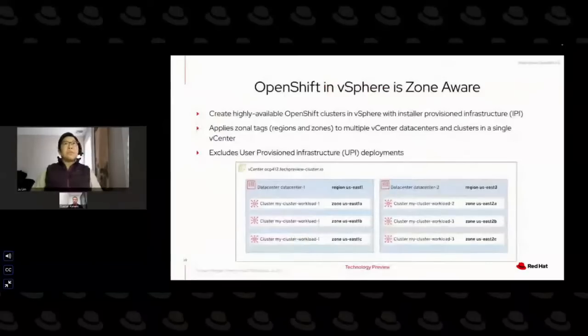So OpenShift on vSphere is zone aware. Beginning in OpenShift 4.12, we're introducing the ability to install OpenShift zonal clusters in vSphere using the installer provisioned infrastructure method. This is a tech preview feature, and it leverages vCenter tags to associate those tags with OpenShift regions and OpenShift zones. Customers can now associate vCenter data centers with OpenShift regions, and similarly vCenter clusters with OpenShift zones, and you can see that in this diagram. What this allows you to do is have better awareness of separate failure domains and create better, higher availability for your deployments. Next slide.